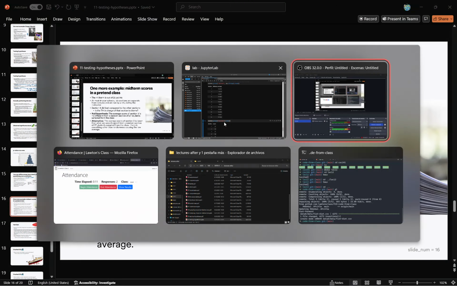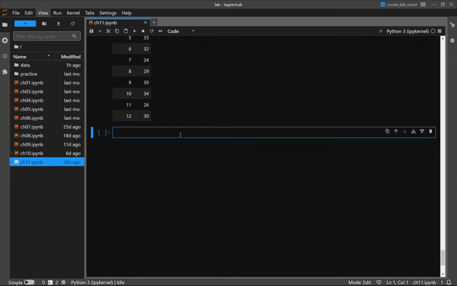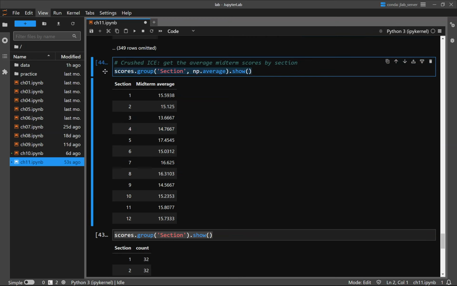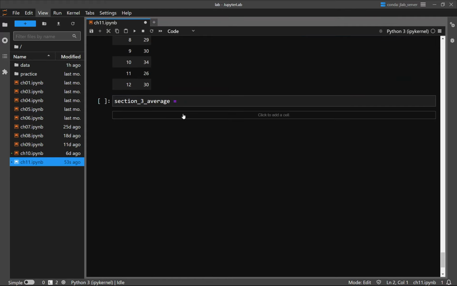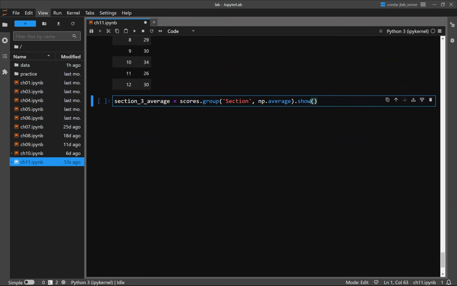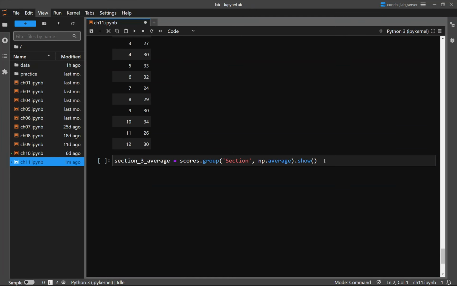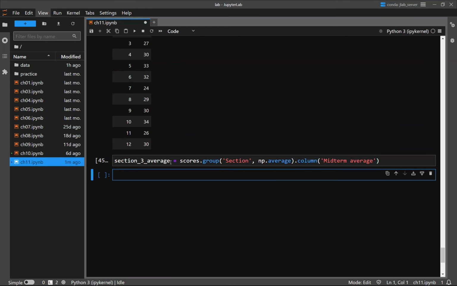So let's get some numbers and variables real quick. Make it easy on yourselves. The section 3 average we know was exactly this, 13.66, but we can calculate it from this table, right? If we take scores.group by section, we get the average, and we get the column called midterm average, or column 1 if you want to do it that way. So that's this column.